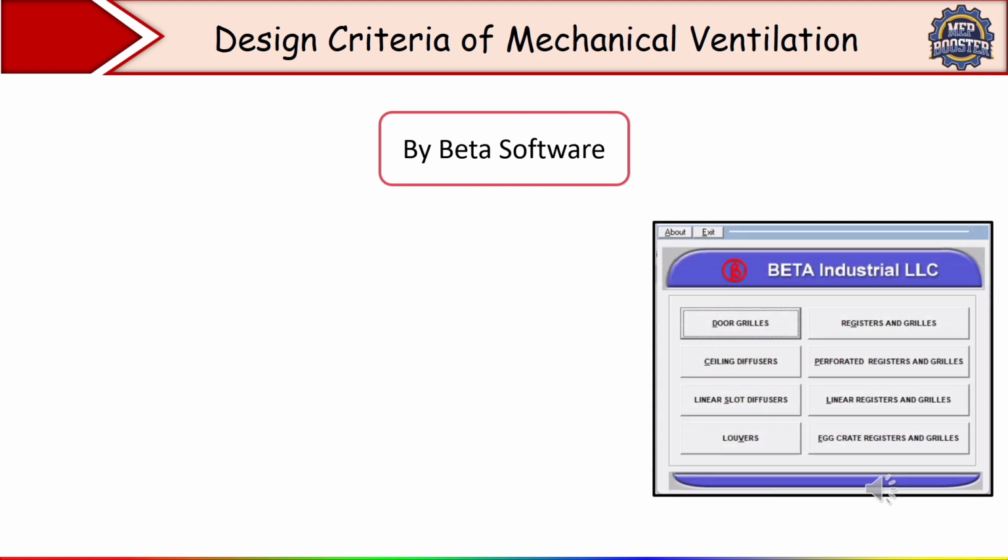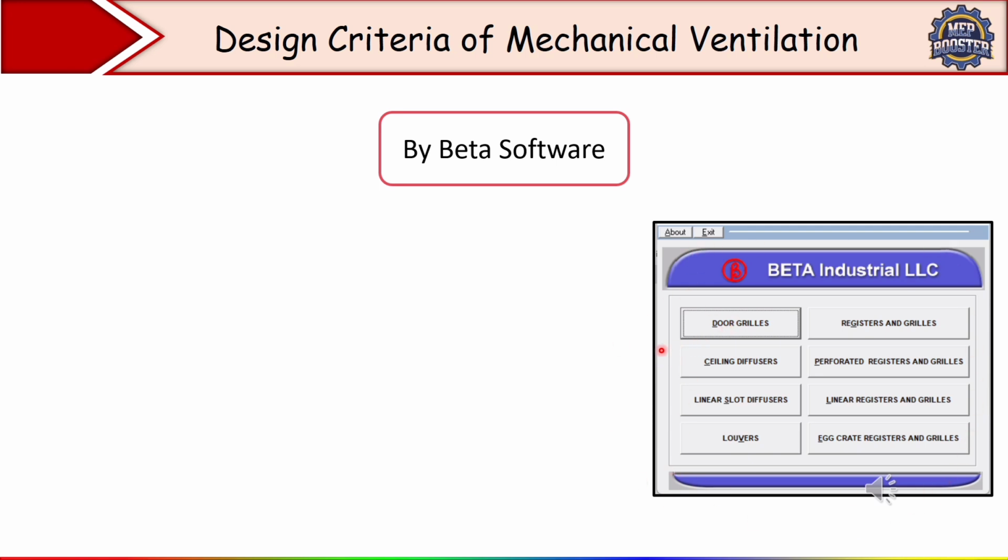Now the other method to calculate the size of the grill is by the Beta software. With the help of this software you can easily get the grill or door grill size, all these things. See here what you can calculate with the help of this software. When you open the Beta software, you will get this interface. This interface will open.